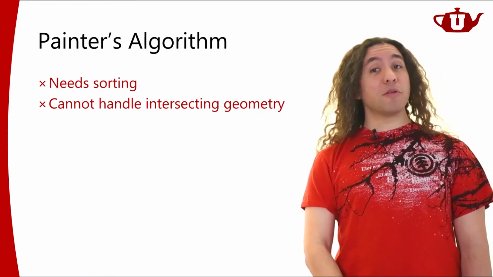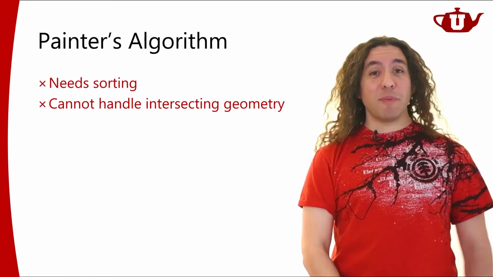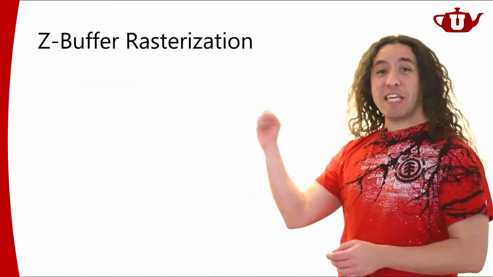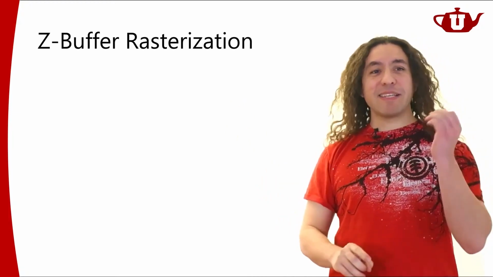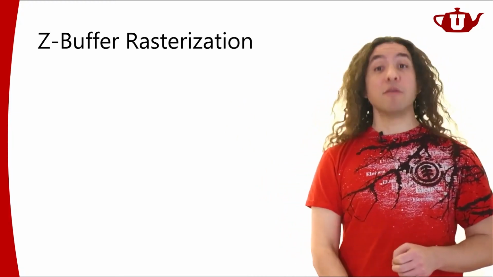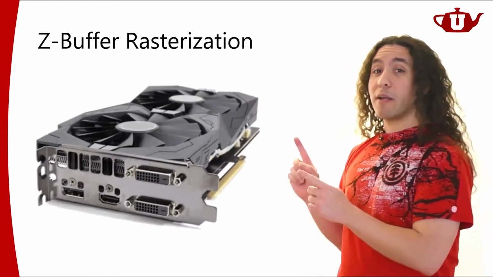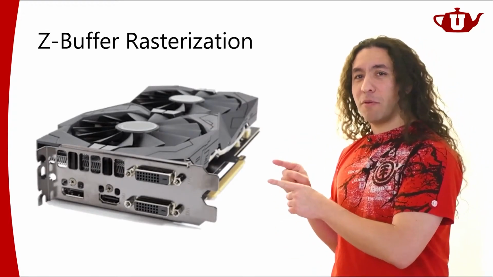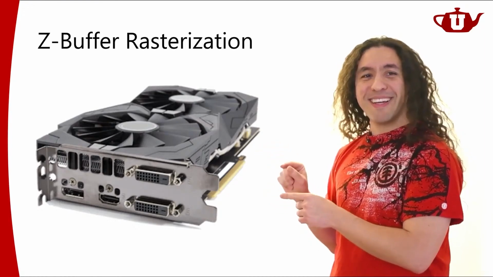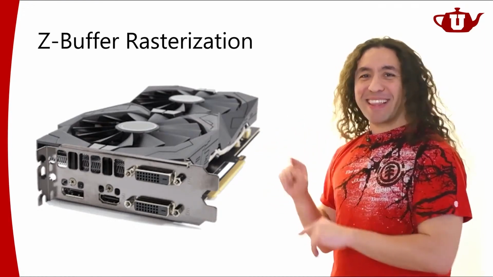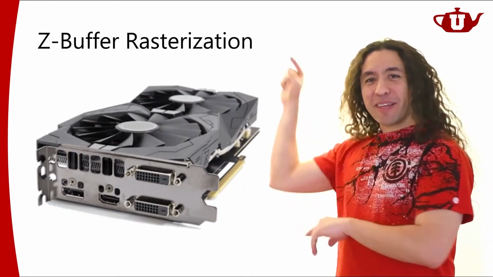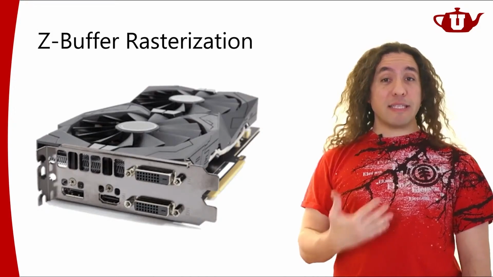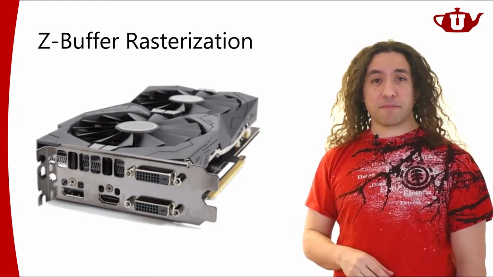So moving on to solving this problem is going to be the most popular algorithm in the world. That's going to be the Z-buffer rasterization. And this is the most popular algorithm in the world for rendering because that's what our GPUs are designed to do. Now, this is a graphics card, not a GPU. The GPU is the chip inside this graphics card. But you get the idea. So Z-buffer rasterization is the algorithm that our GPUs are designed to use for rendering.